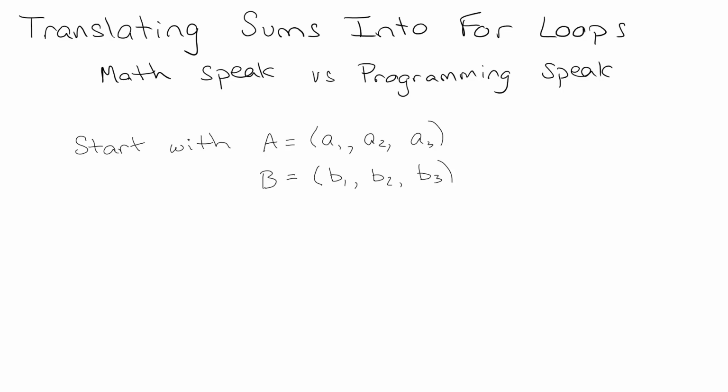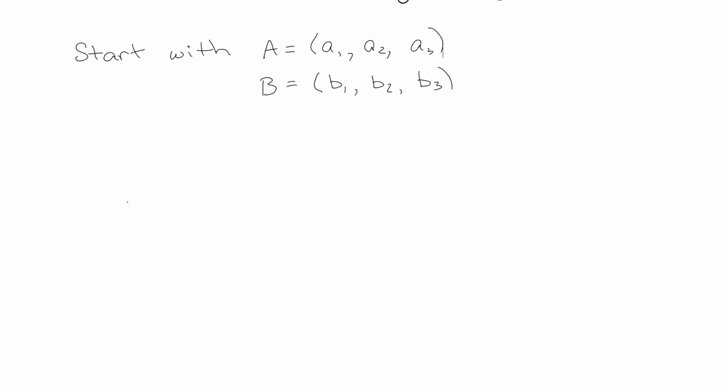So let's start with some vectors. A, which is A1, A2, A3, and B, B1, B2, B3. Now it could go all the way to A73 or whatever, as long as they're both the same length, and that's what we're playing around with. So in math, you might have something that looks like this. It'll say the summation of 1 less than or equal to j, k less than or equal to 3, a sub j, b sub k.